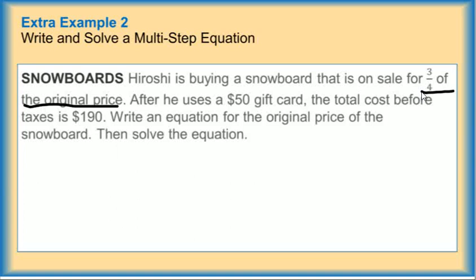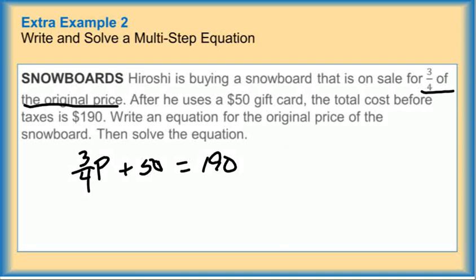So what we're going to do is look at everything with the cost. So it's on sale for 3/4 of, again, remember multiplication of the total price. So I'm going to use P for price. And then they're using a $50 gift card. So 3/4 of the cost plus the $50 that they're using. Says after he uses the gift card, the total cost before taxes is $190.